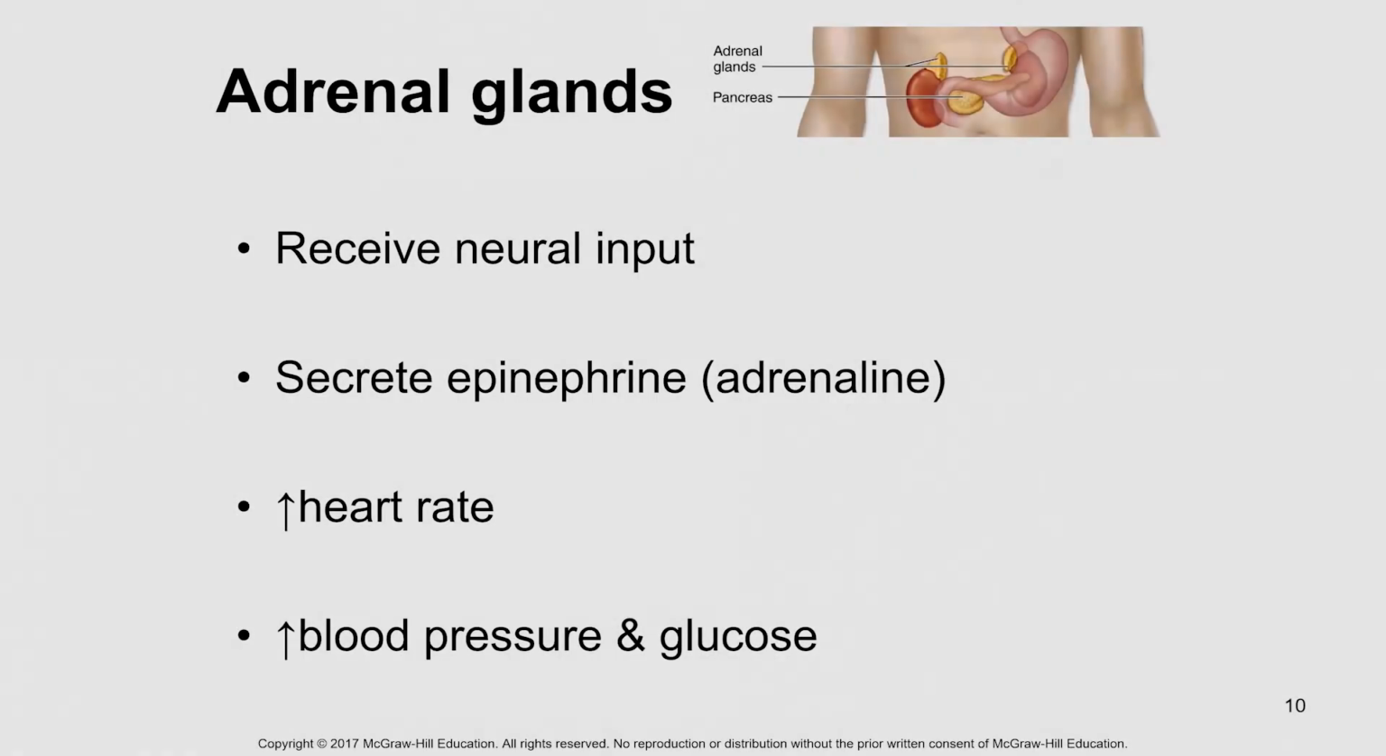Now, the adrenal glands produce and secrete a number of hormones. However, we're going to talk about epinephrine, which is also known as adrenaline. And when the adrenal medulla receives a neural input, it secretes epinephrine, which increases heart rate, increases blood pressure, and also increases glucose availability by increasing blood glucose levels.